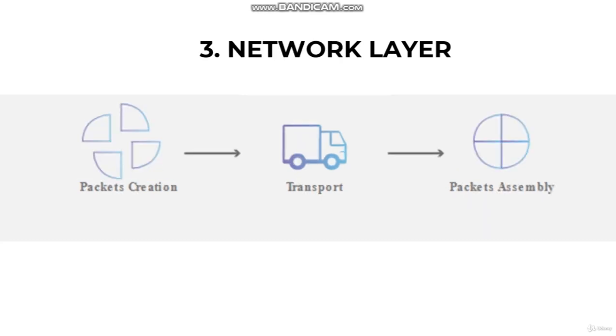Next comes the network layer. The network layer is responsible for facilitating data transfer between 2 different networks. If the 2 devices communicating are on the same network, the network layer is unnecessary. The network layer also finds the best physical path for the data to reach its destination. This is known as routing.